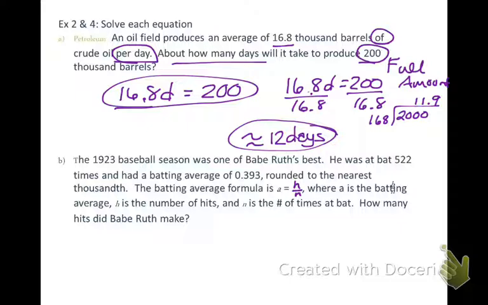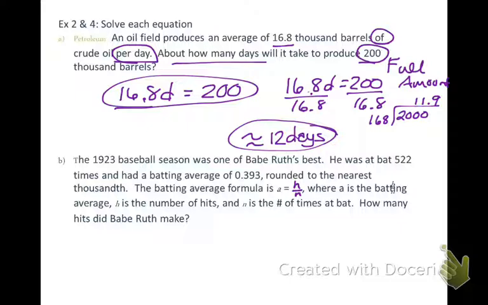He was at bat 522 times, so he went up 522 times in just 1 year. And his batting average was .393. Now, I have to say that is pretty good for a baseball player. Remember, they're being thrown really fast balls, trying to get hit without being caught out. So there's a lot of reasons for how it's considered a hit. This is rounded to the nearest thousandth, so they've already done it. You're not going to have a full amount.